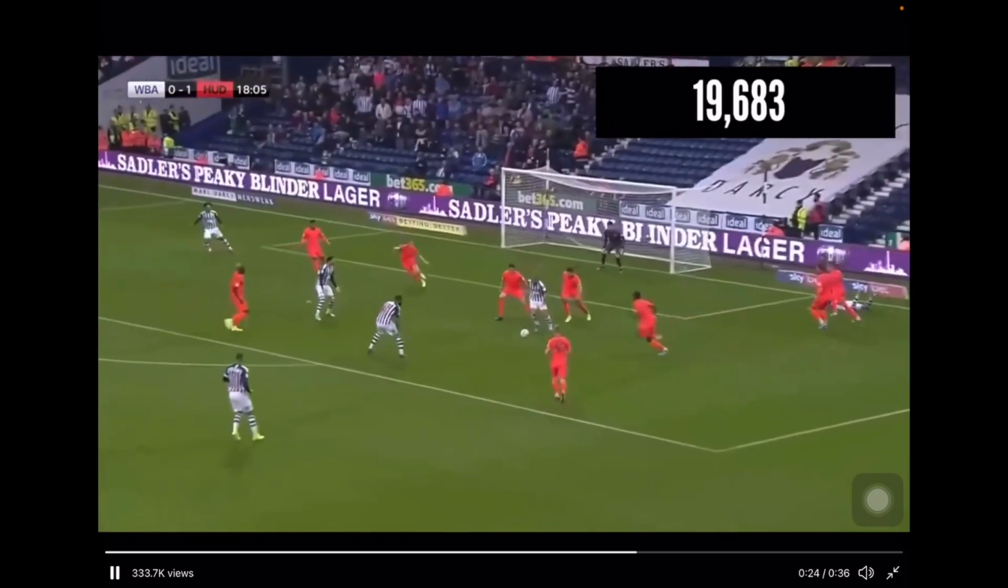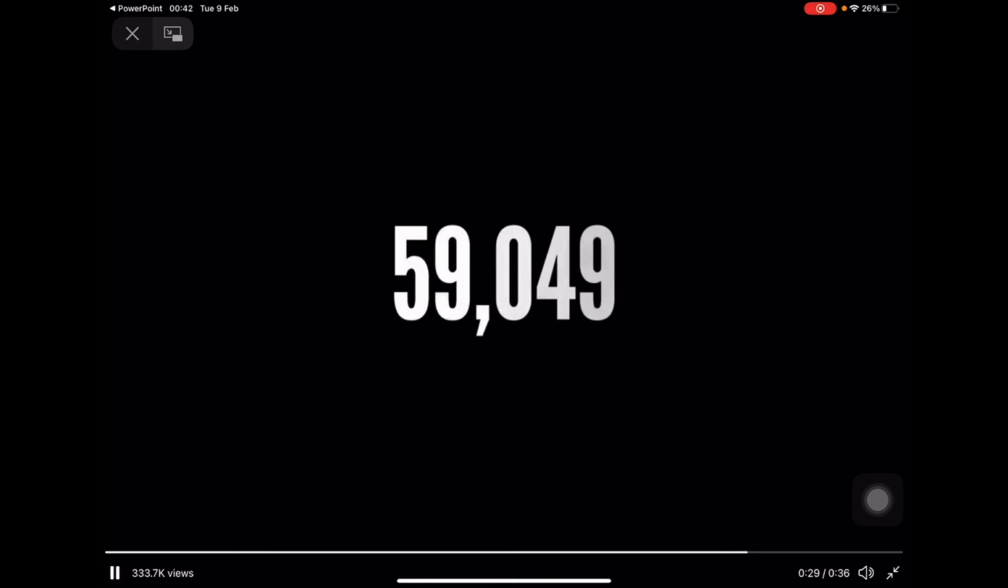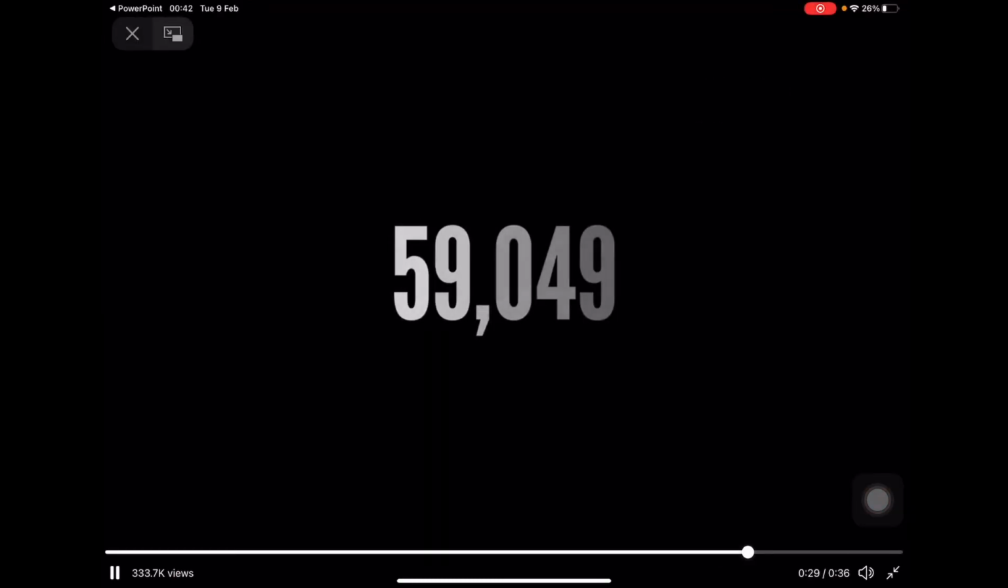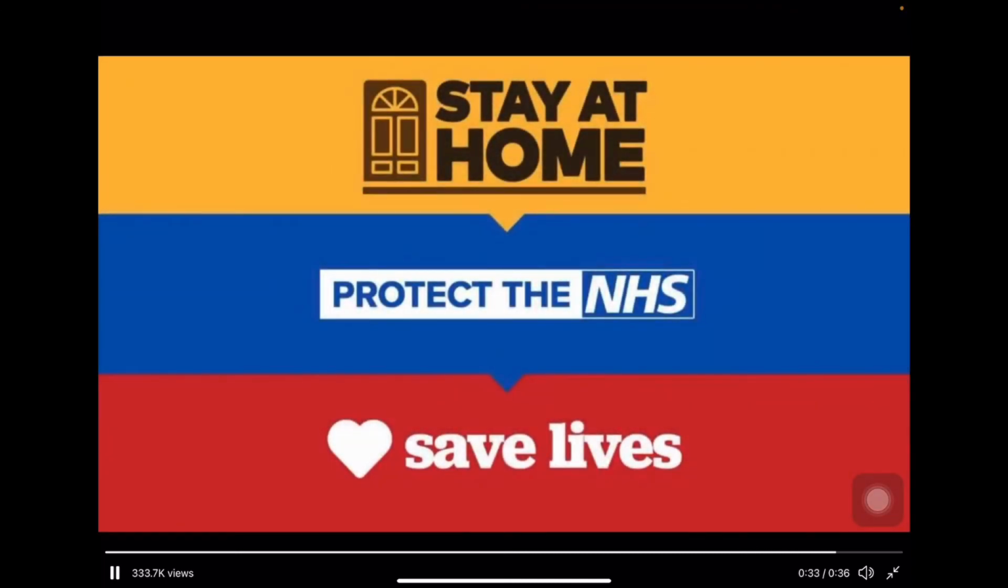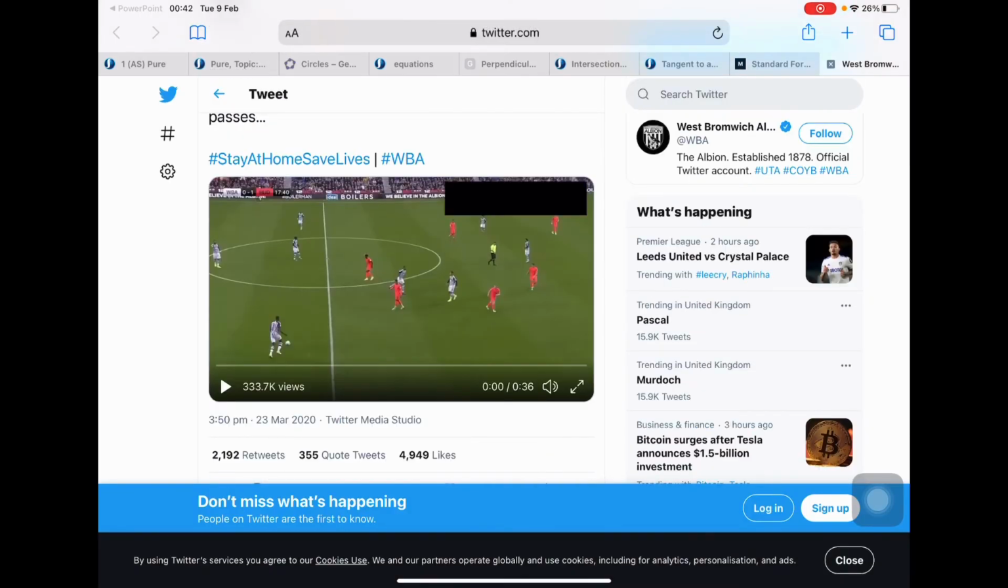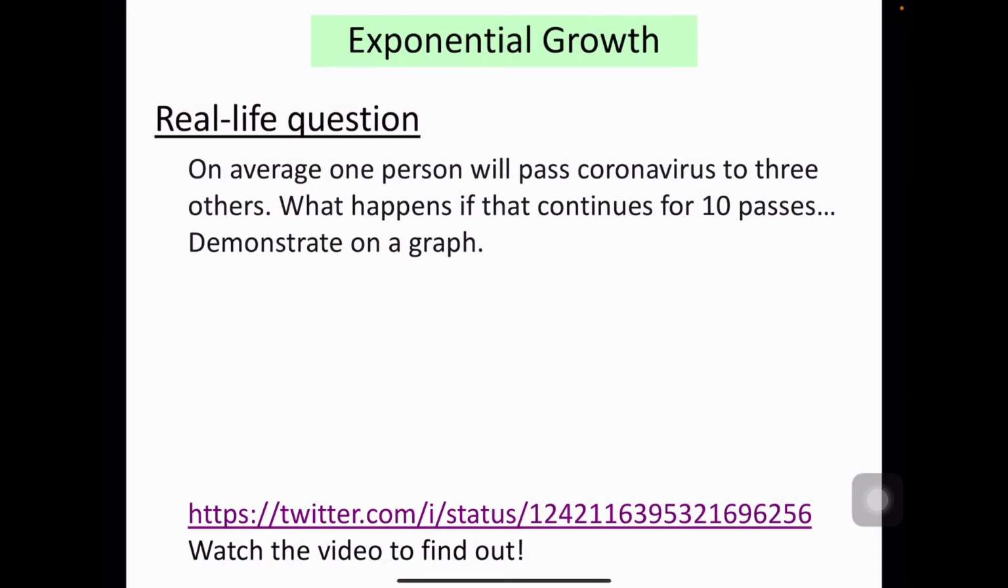So we get another pass multiplied by 3. The final pass, the 10th pass, will give us a value of 59,049. So think about that, and I mean, it highlights the severity of this situation we're in, whereby 10 passes will lead to over 59,000 coronavirus cases. So please stay at home. Please make sure you're following all the guidelines.